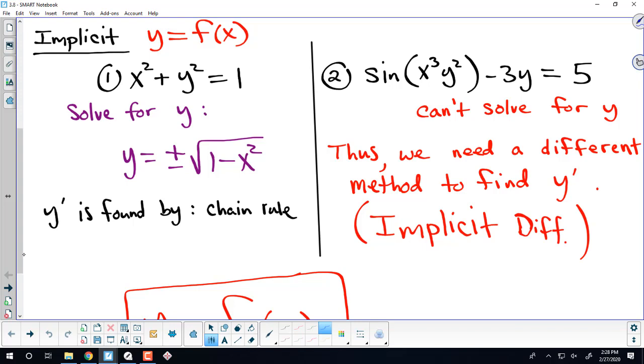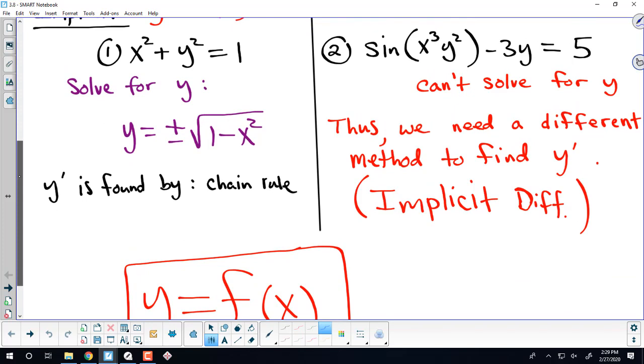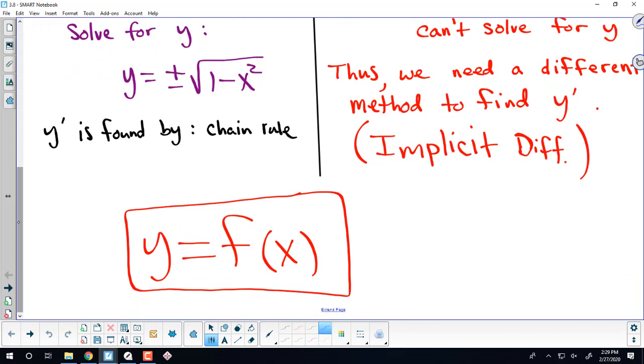Those are implicitly defined functions because it's implying what the function of x is, just not explicitly stating it. Something like x squared plus y squared equals 1, you can solve for y. Something like example 2 with sine of x cubed y squared, you cannot solve for y. That's the big advantage of implicit differentiation: with something like sine of x cubed y squared minus 3y equals 5, we can still find the derivative without ever having to solve for y explicitly. That's one example of why we need a different method to find y prime.